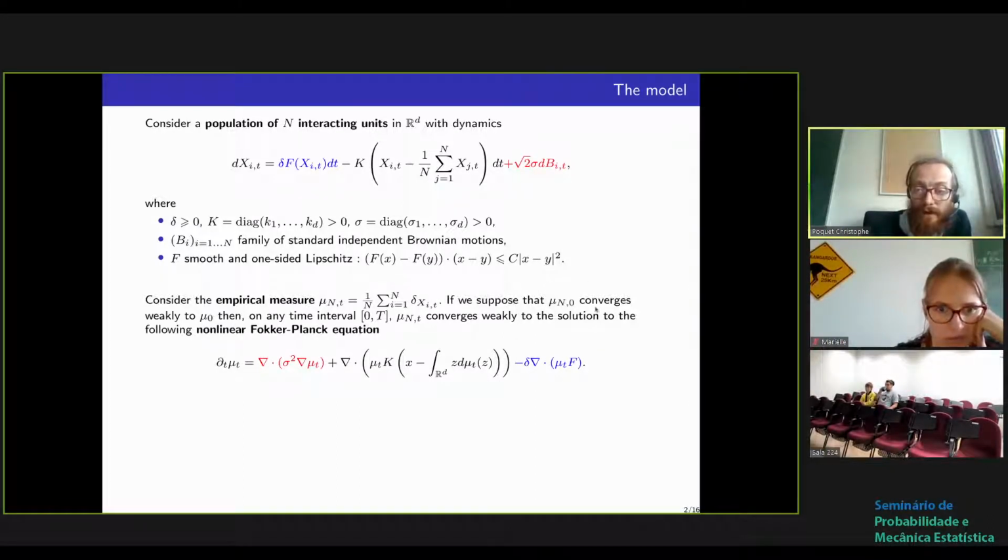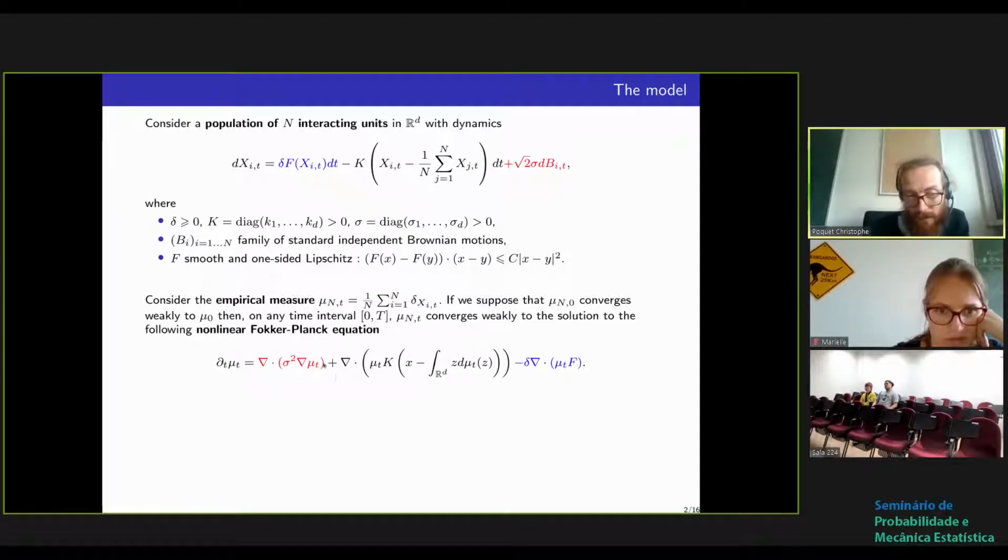And if you suppose that at time 0 initially you have some convergence, so if you suppose that mu_N at 0 converges weakly to some profile mu_0, that can be smooth or anything, then what you can show, what was shown in the 80s, is that if you look at some time interval that does not depend on capital N, so you fix some time interval 0 to capital T, and you look at the empirical measure mu_N at time t, then this profile converges weakly to some deterministic solution.